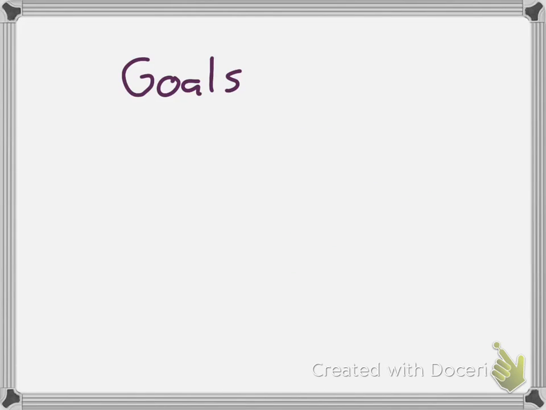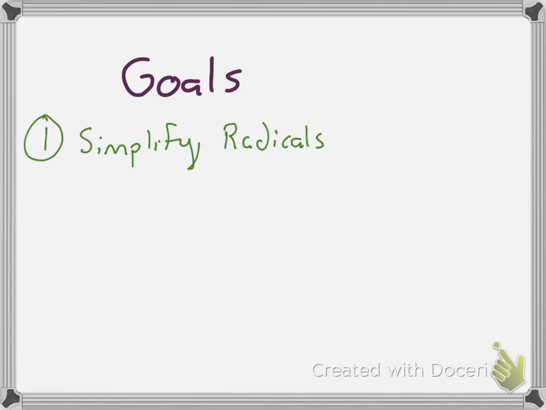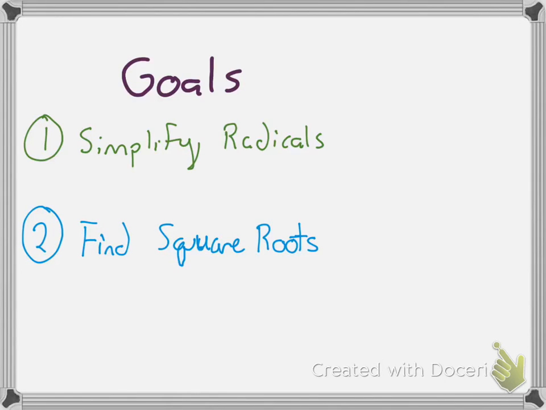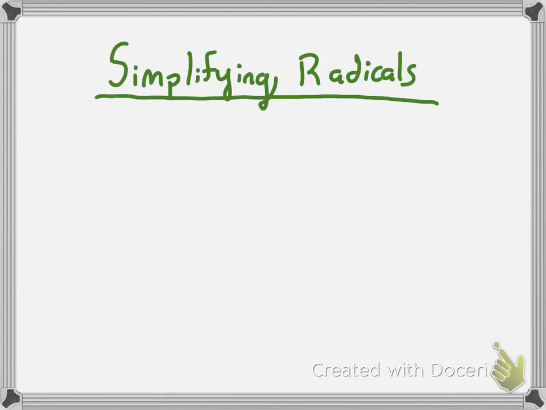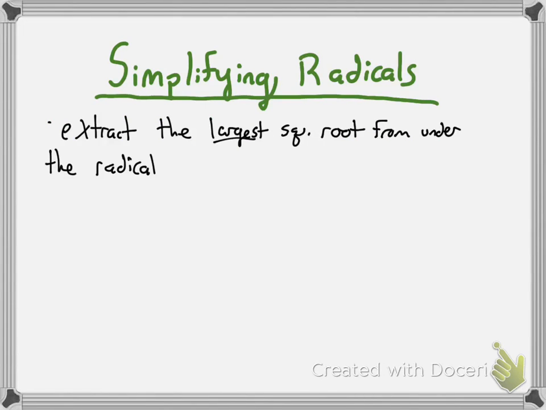Our goals in this video are to review simplifying radicals as well as solving an equation that has square roots. First, for simplifying radicals, we're going to look at a square root and think, can this reduce anymore? What that means is we're going to extract the largest perfect square from under the radical. The first example we're going to look at is the square root of 75.